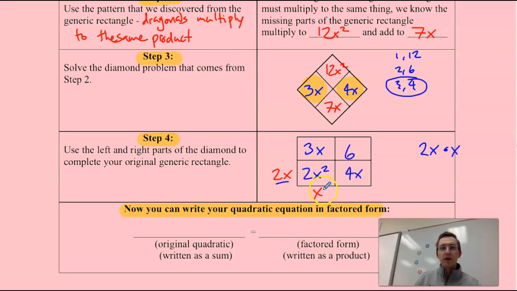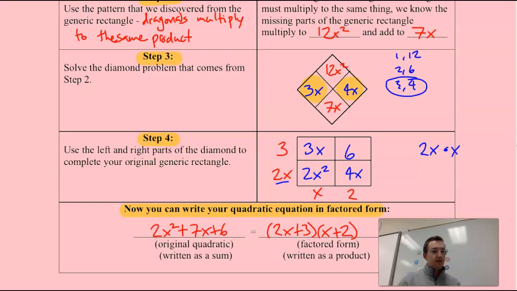Now if we want to think about what we have to multiply x by to make it 3x, this is going to be 3. And again, what do we have to multiply 2x by to make it 4x? This is going to be 2. Just to double check ourselves, 3 times 2 tells us that we get 6. So this is indeed the factored form of this quadratic equation. So we again have our original quadratic, 2x squared plus 7x plus 6, is equal to (2x plus 3) times (x plus 2). There we go.